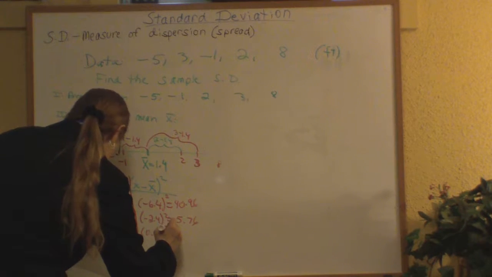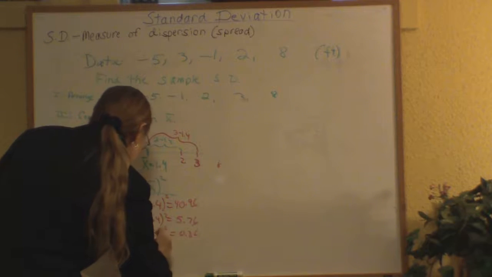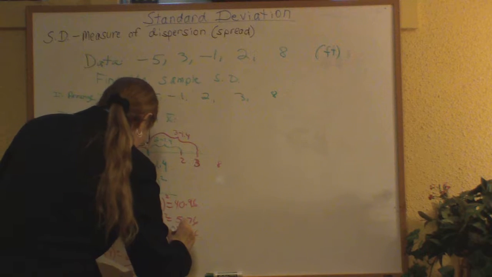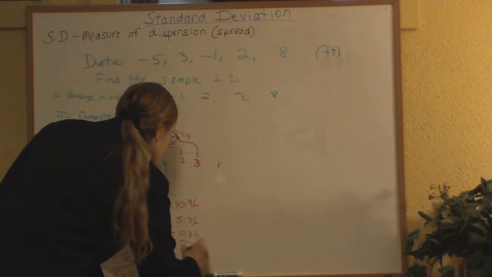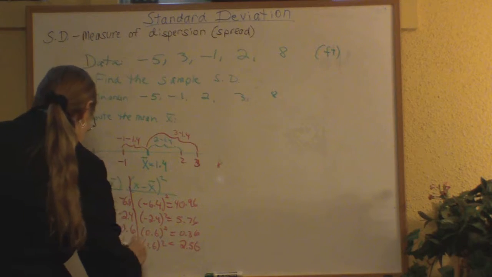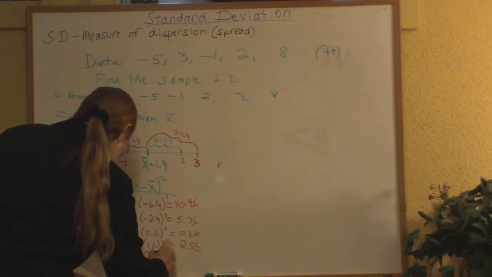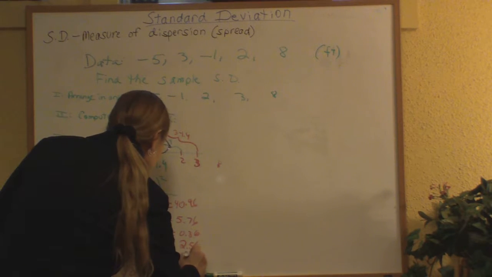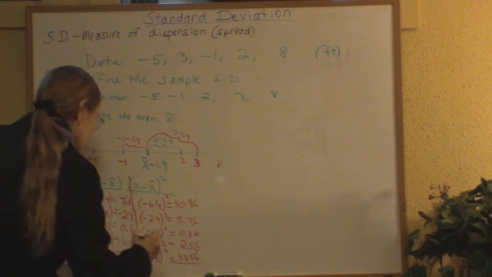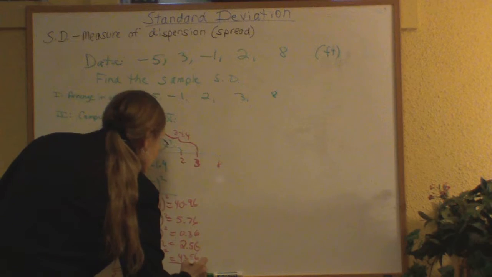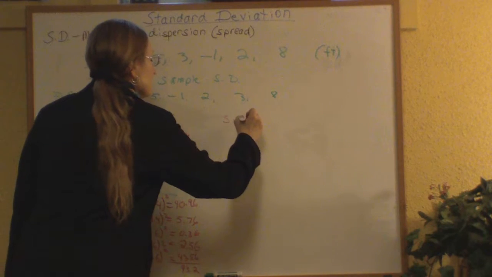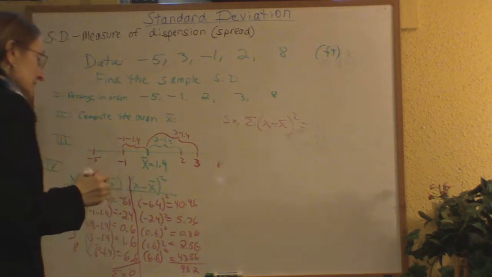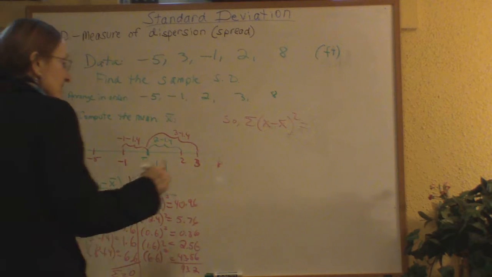0.6 squared gives you 0.36. 1.6 squared gives you 2.56. And finally, 6.6 squared should give you 43.56. Now, if you add up all of these values, this will give you 93.2. So, we have the sum of each x minus the mean squared. If we add them all up, we want the sum of those, 93.2.